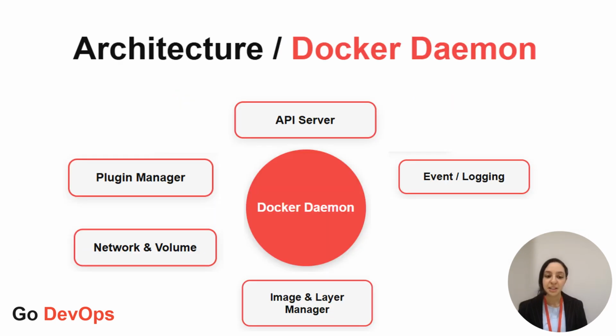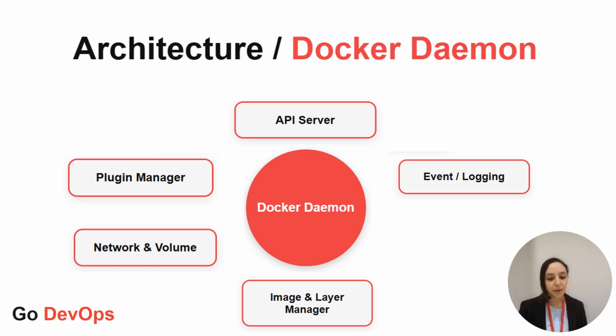So the Docker daemon isn't just one big block. It's made up of several components that each have a job. So we have the API server. This is the entry point. Every command line interface or external tool like Docker Compose or Kubernetes talks to Docker through this API.